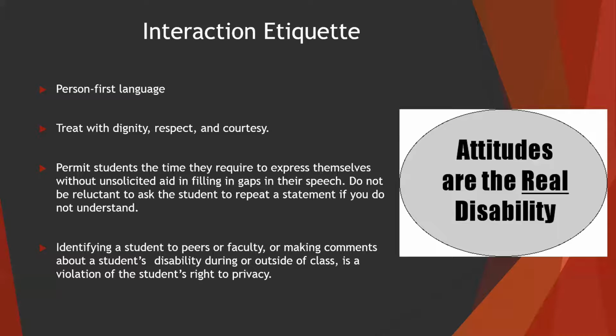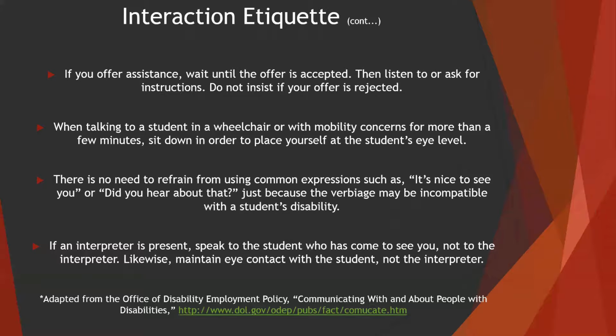We don't want you to identify a student with a disability to another faculty member or staff member by making comments about the student's disability outside of class, because that is a violation of the right to privacy. If you're going to offer assistance, we want you to wait until the offer is accepted. We don't want you to offer assistance and then go ahead and do it for them. Just listen to what they would like you to do or ask how you can help them, and don't insist if your offer is rejected, even if you think you can do it more easily.